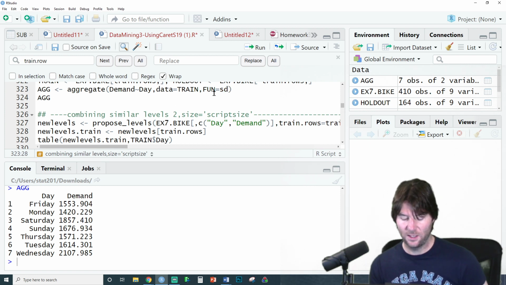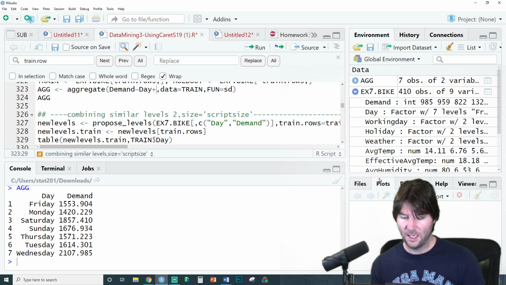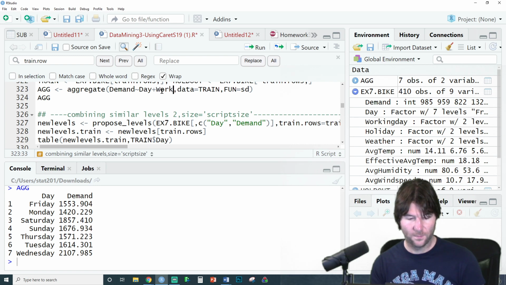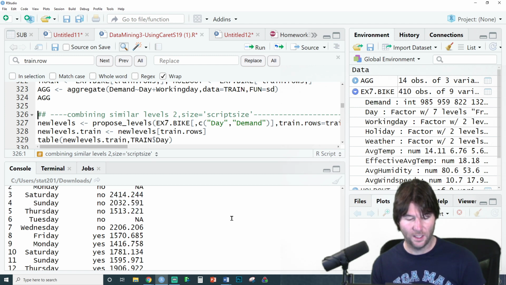You can add more things in here to the x. What are other things in this data frame that are categorical? We've got day. We've also got, that's it for category. Oh wait, working day. So we can go right here and go working day. It's also kind of inside that variable, but still, now when we make our table, see there's not applicable, and we're probably going to get that.